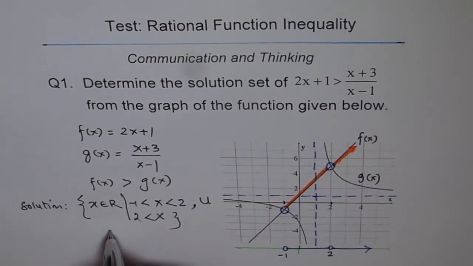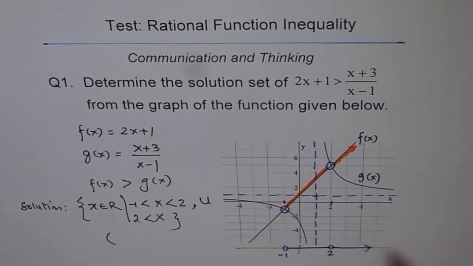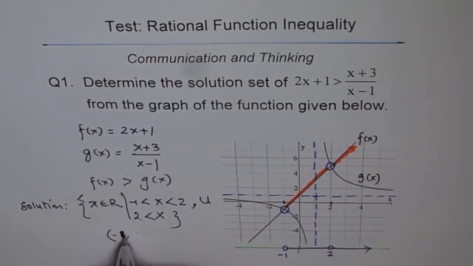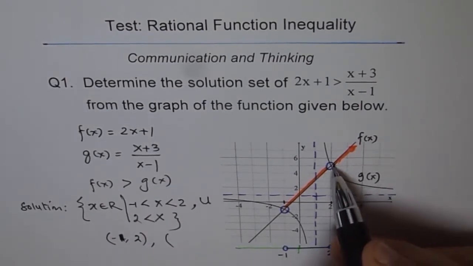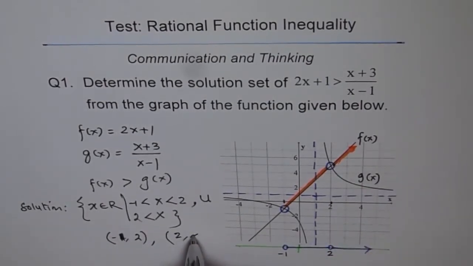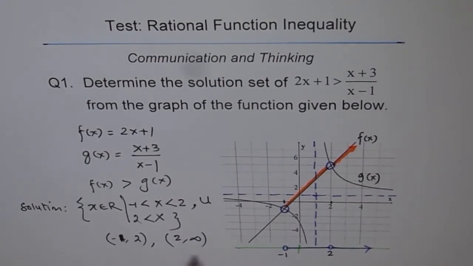I'm giving it different ways because many students are doing it differently; some will be asked to do it in number lines, some in set form. So I'm giving you all different options here, okay? From -1 to 2, union 2 to infinity, right? You can never include infinity. That becomes your set, right? So these are different ways of answering this question.